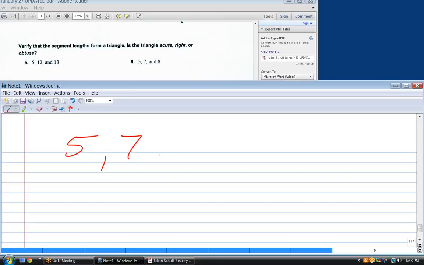5, 7, 8. Let's put it through the test. Okay, so 5 passes. 7 passes. 8 passes.